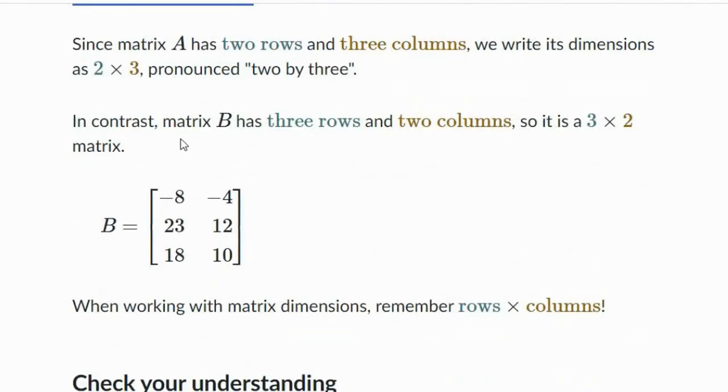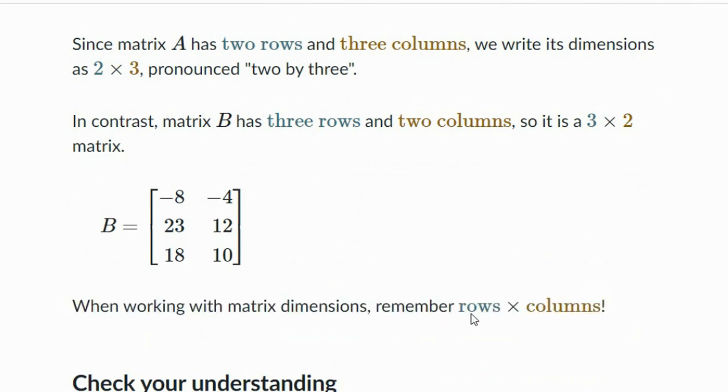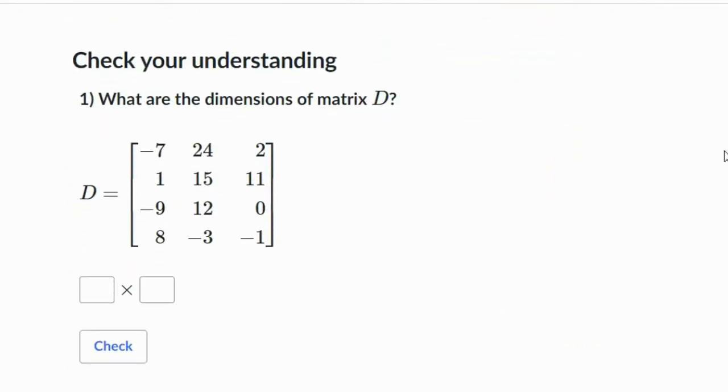In contrast, matrix B, shown below, is a 3 by 2 because it has 3 rows and just 2 up and down columns. So when working with matrices, that's the key to remember. It's always rows by columns. Rows by columns. So here's our class participation portion of this lesson. What are the dimensions of matrix D? Put that in the chat.